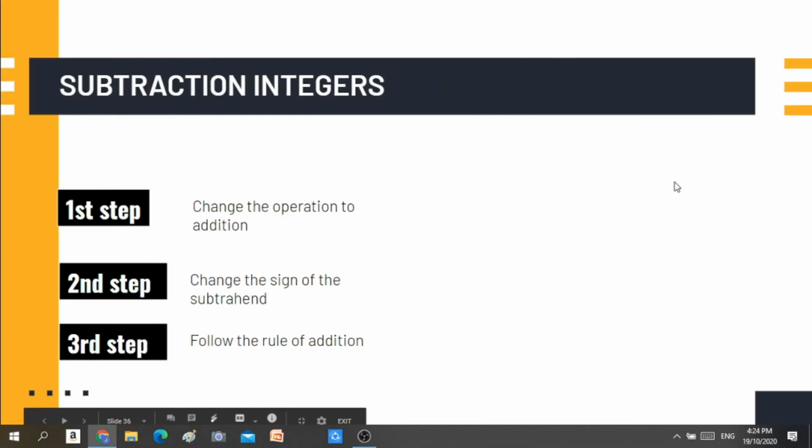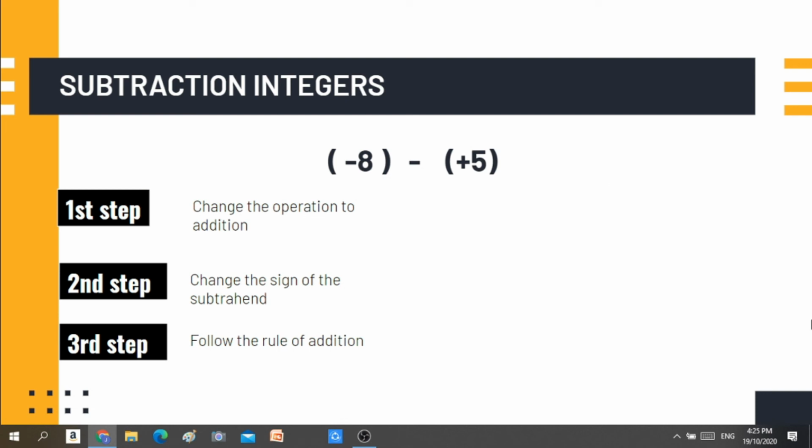We have here negative 8 minus positive 5. Sabi natin, the first step in subtracting integers. So, subtraction yan ha, huwag tayo malilito. Subtraction, the first step is change the operation to addition. So, instead of subtraction, gagawin natin siyang addition. So, we have now negative 8 plus positive 5. Hindi porket napalitan na natin, tapos na yon. We need also to change the sign of the subtrahend.